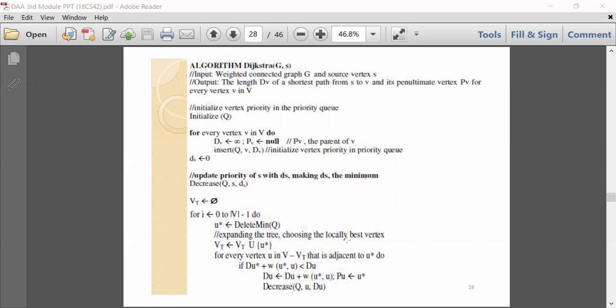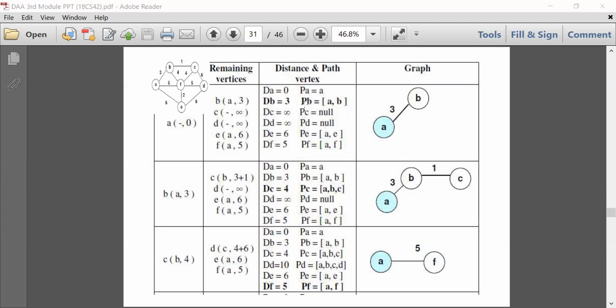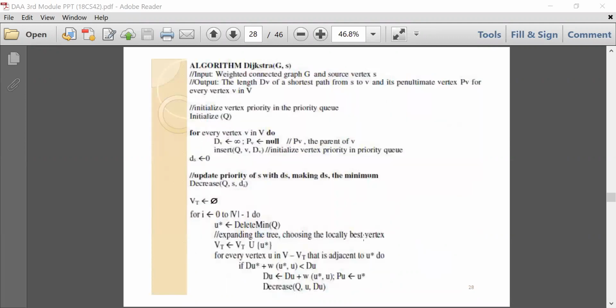Expanding the tree, choose the locally best vertex. Locally best vertex means what I selected here, this one. A to B will be my best vertex. Locally best vertex means I selected B, because I know A to B has the minimum distance, 3 among 3, 5, 6. This is the locally best vertex. Similarly, when B is reached, my locally best vertex is C, because B to C has distance 1. That is what I call the locally best vertex.